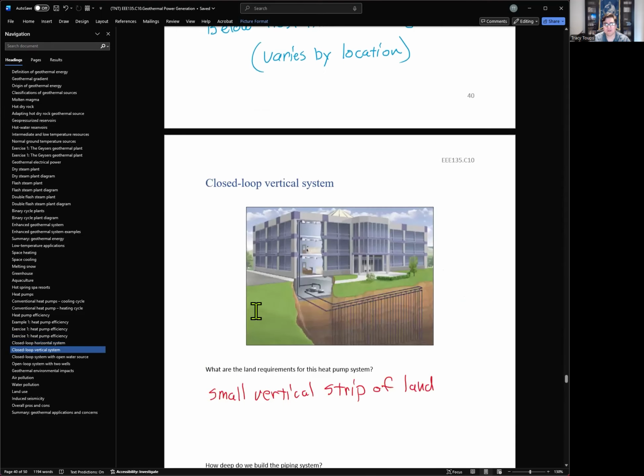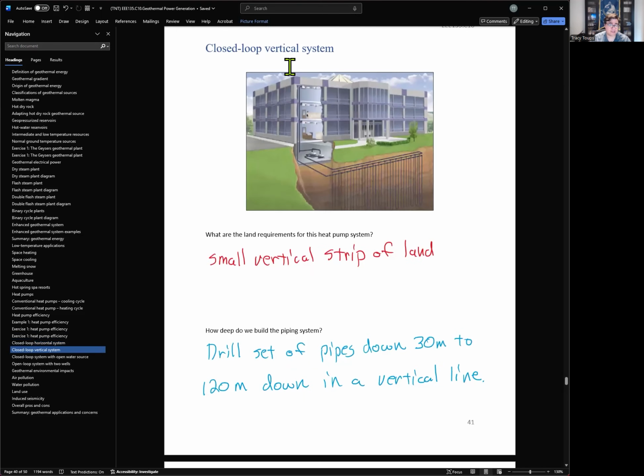Okay. A closed loop vertical system is kind of the opposite in the sense that you're taking the pipes and putting them vertically into the ground. So you're having a very narrow strip of land, but you're drilling really deep, like 50 or 100 feet deep to put the pipes. Okay. So what are the land requirements for this type of heat pump system? You want a small vertical strip of land. So basically, if you don't have a lot of land because your lot's really small, this might be a better system if you can dig deep easily.